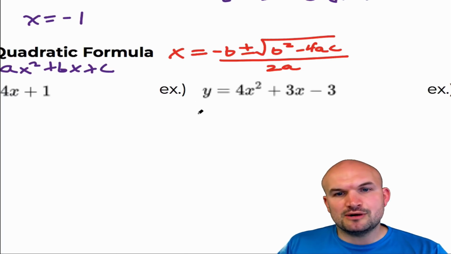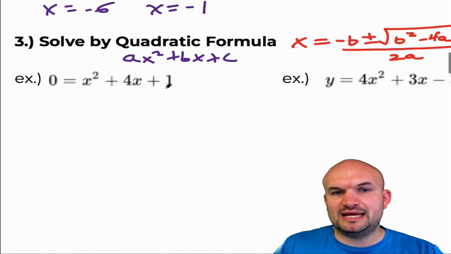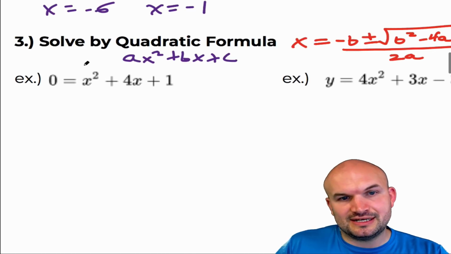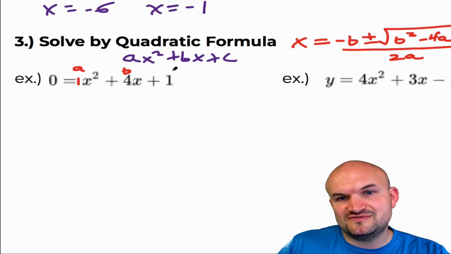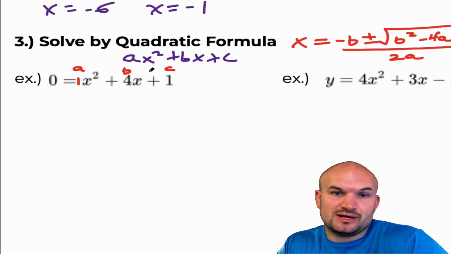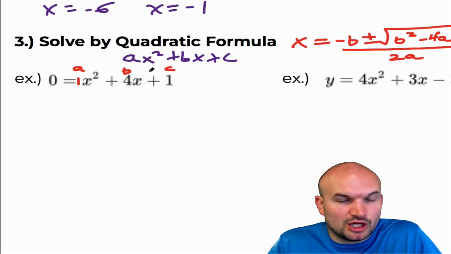All right. So our main important thing, one thing I taught in Algebra 2, is identifying your a, b, and c. So like my a in this case is 1, my b in this case is 4, and my c in this case is 1. And basically all you're going to do now is just plug in those values.